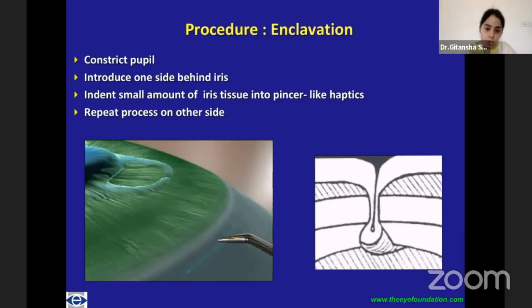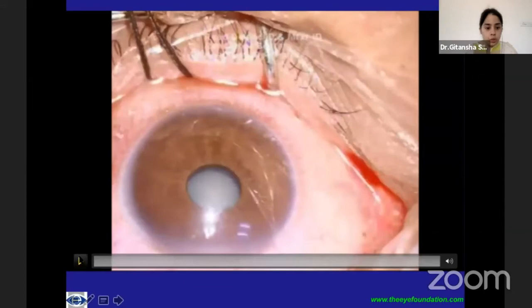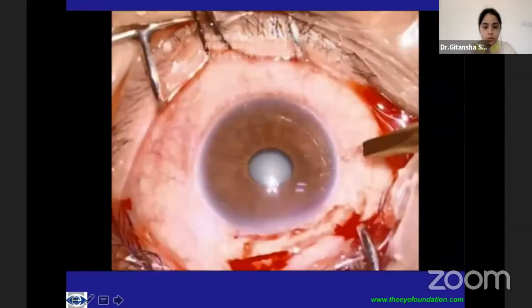Then we go on to hold the lens with the IOL holder and introduce one side of the lens behind the iris. The lens is then slightly pushed up and the iris is indented into the pincer-like haptics. The process is then repeated on the other side. So this is just a short video which will show the procedure.